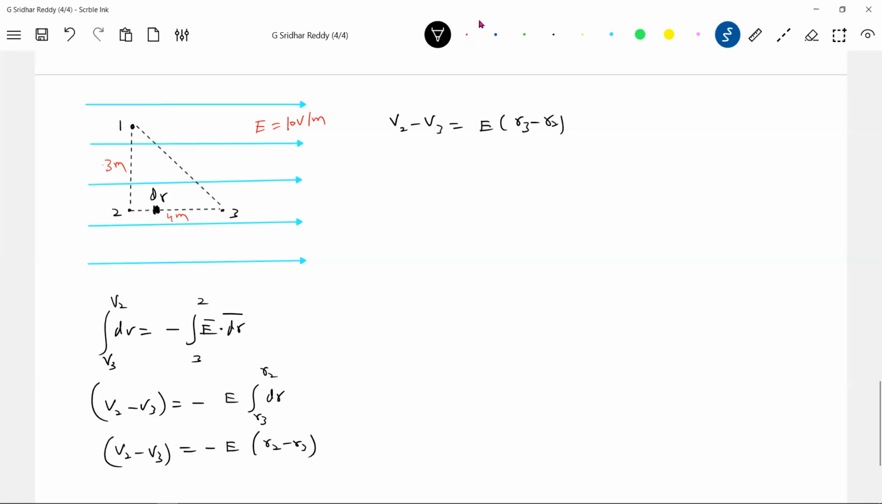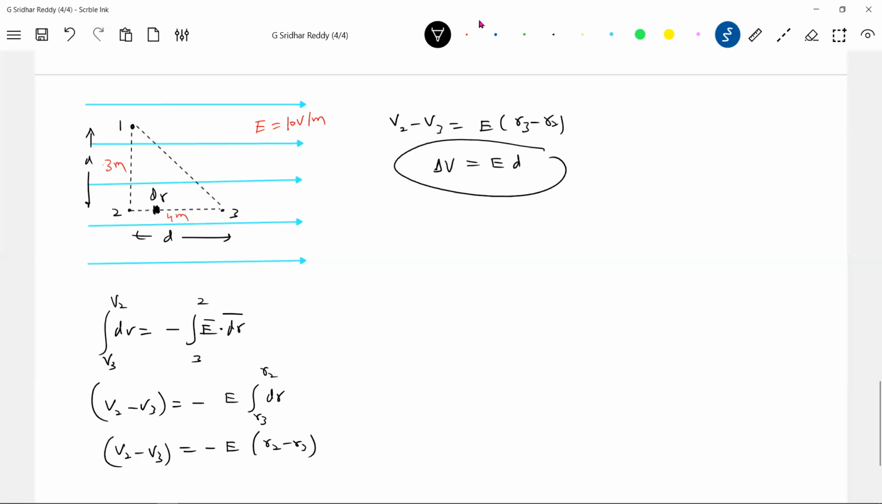What is R3 minus R2? If you call this distance B and this distance A, then R3 minus R2 we write as d. And this is the potential difference between points 2 and 3. So if you want to find the potential difference between 2 points in a uniform electric field, what is the formula? Just multiply the electric field strength by the distance between the 2 points. And the electric field is always directed from higher to lower potential. We know this already.